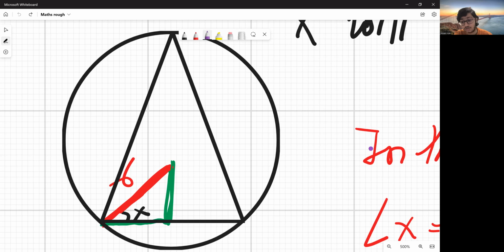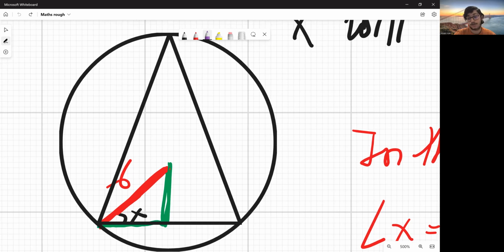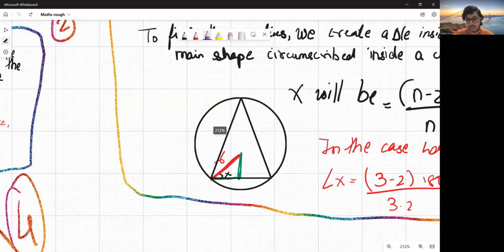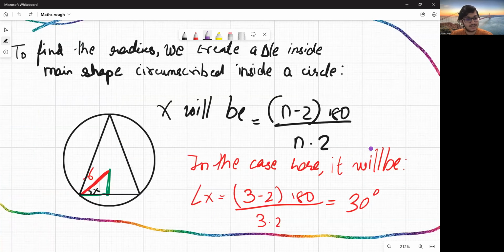That's 108 degrees. So to find the radius, we can do it in two ways. One way is you can use trigonometry. I mean, go ahead if you want to use it. And the second one would be the normal 30, 60, 90 triangle, right?